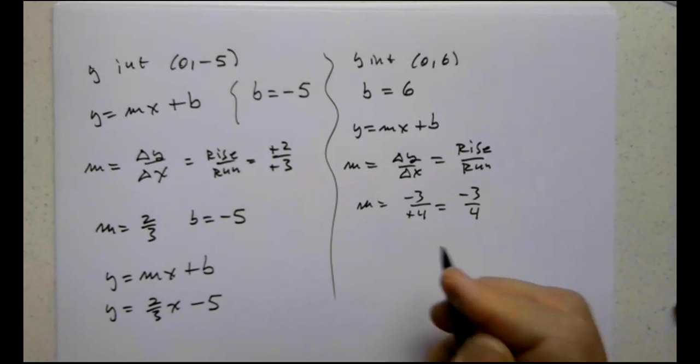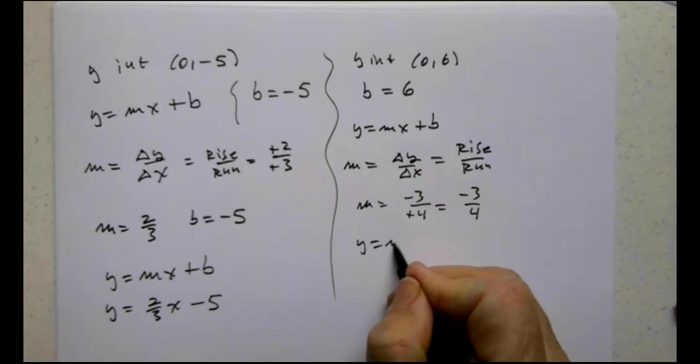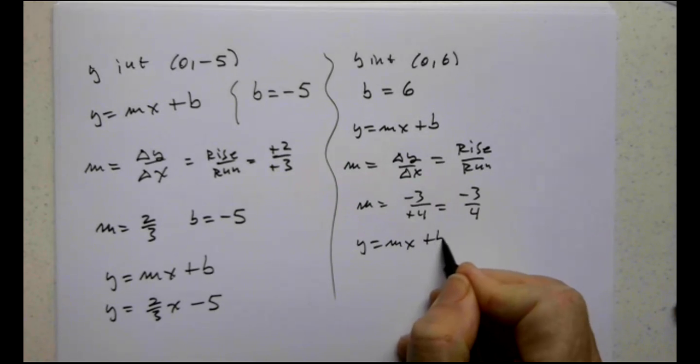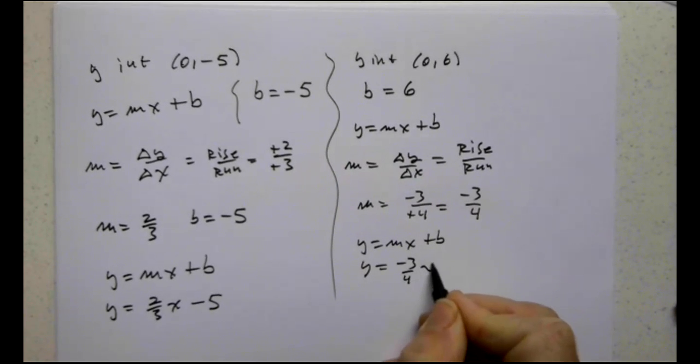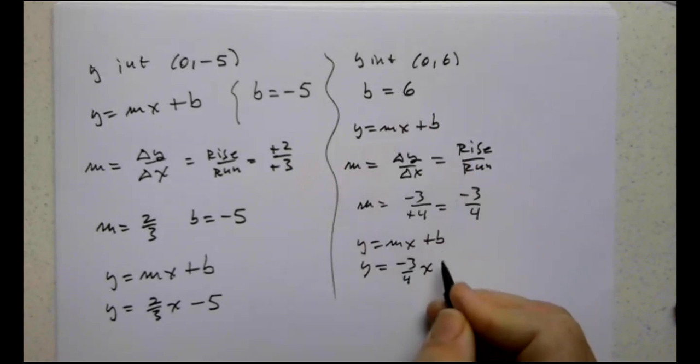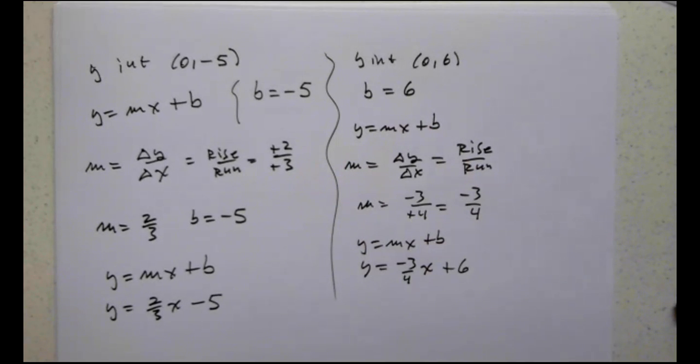Again, our formula for slope-intercept form, y equals mx plus b: y equals -3/4 x, that's our m, plus b, plus 6. That is the equation for that line. All right, let's take a look at our next question.